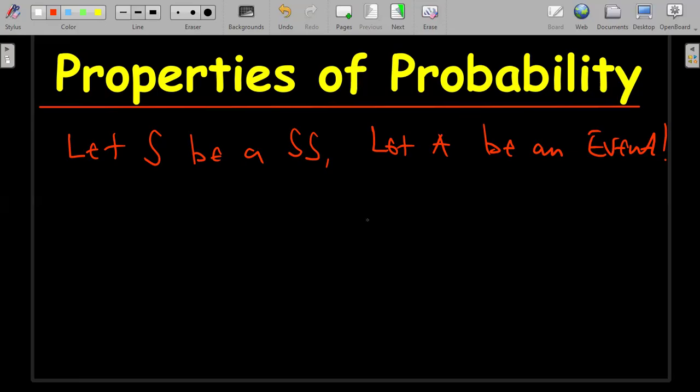So the probability of the event A, this is the first property, is always between 0 and 1. It can never go beyond those two extremities. So you can say that this probability here is always between 0 and 1. The probability of an event from a sample space is always between 0 and 1.